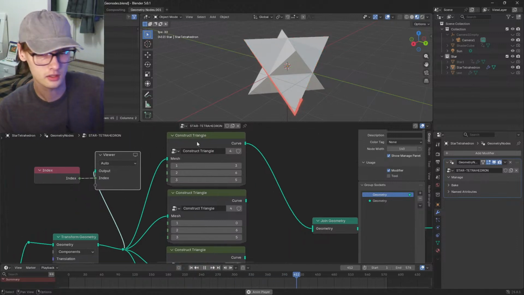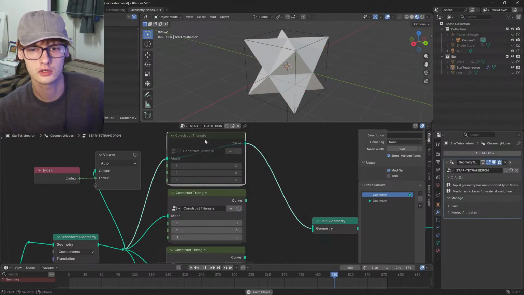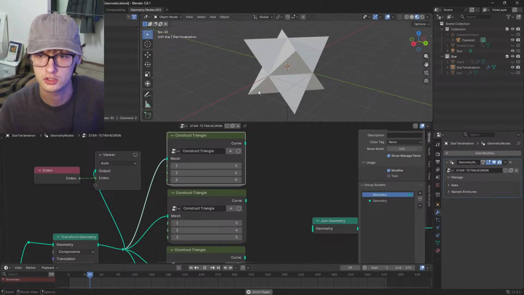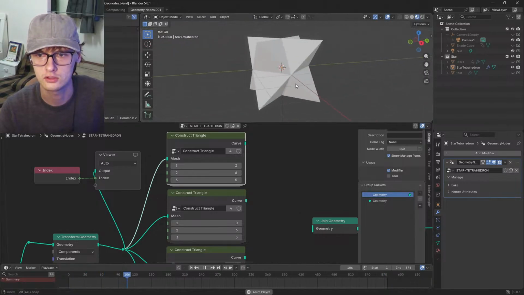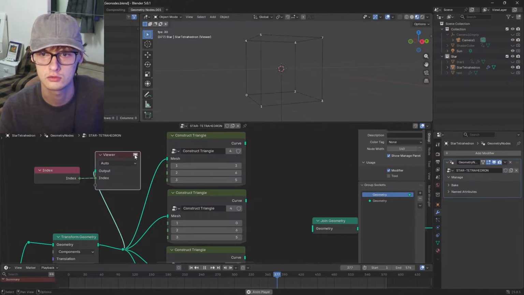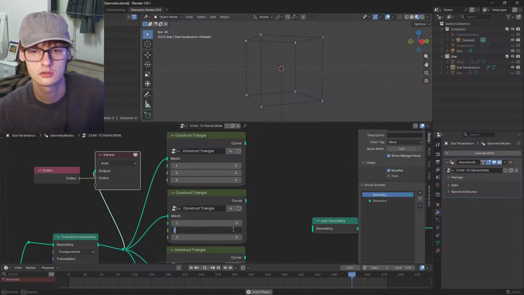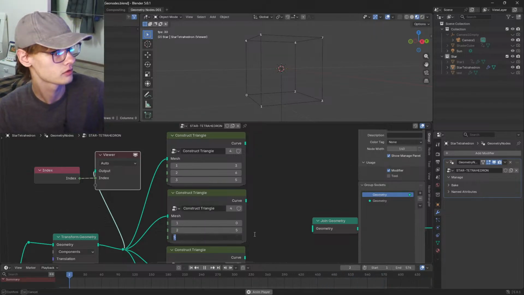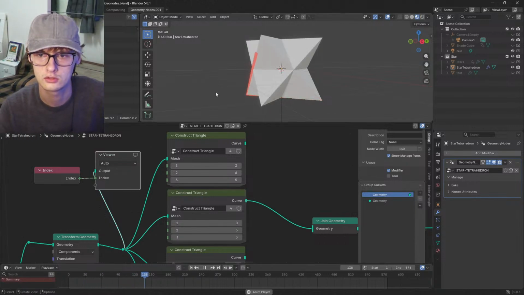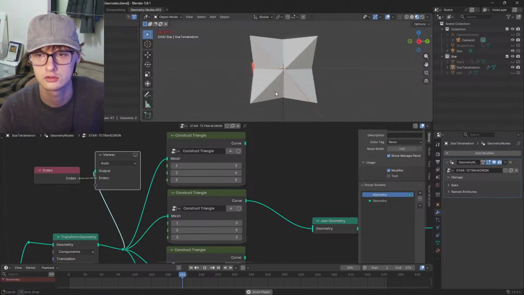But I might turn this node off and focus on this triangle. And what would be the corners for this one right here? So 0, 5, and 3. 0, 5, 3. So now that one's being traced.